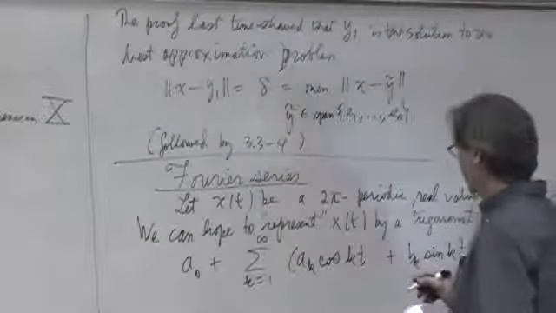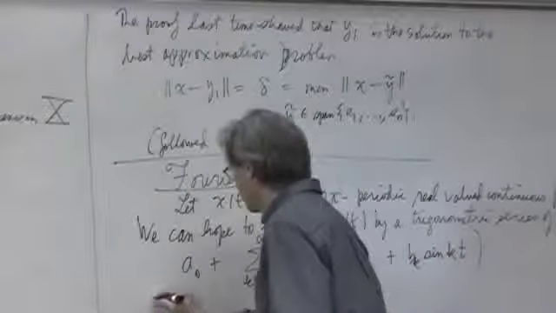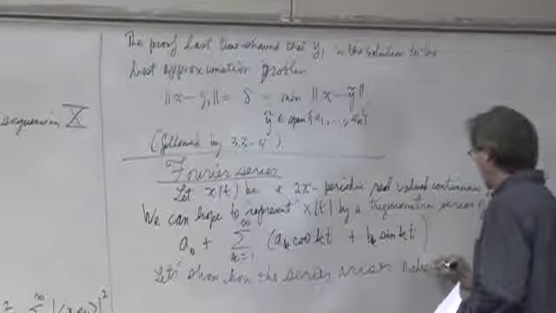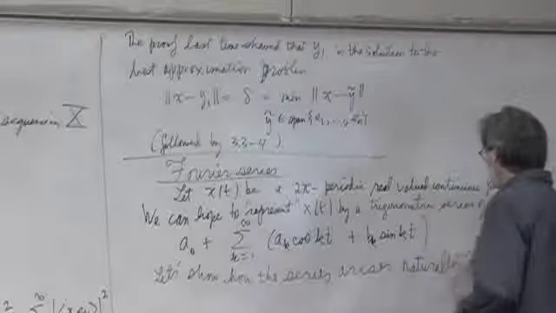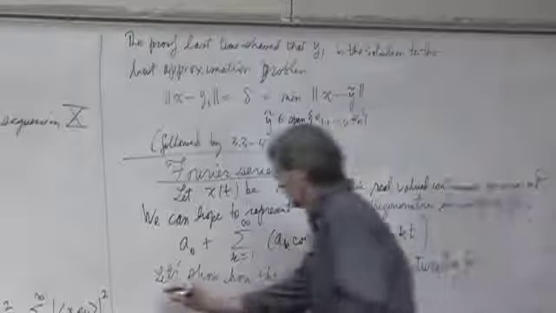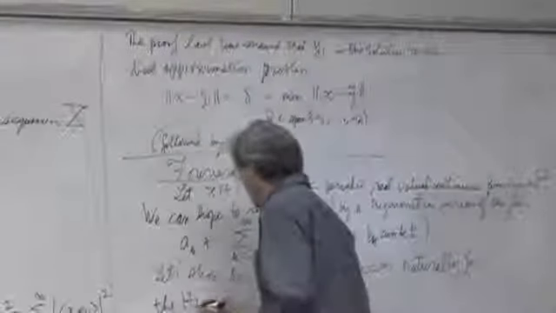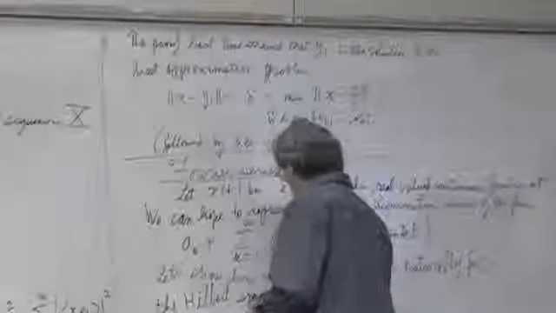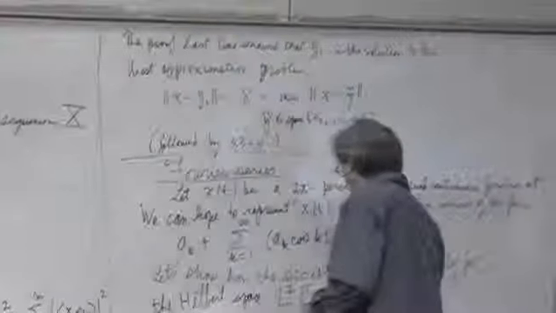Okay, so those are some of the things we want to look at in the general picture. Okay, let's show, though, that this series arises naturally. Let's show how the series arises naturally for the Hilbert space L2 of 0 to 2 pi. Okay.